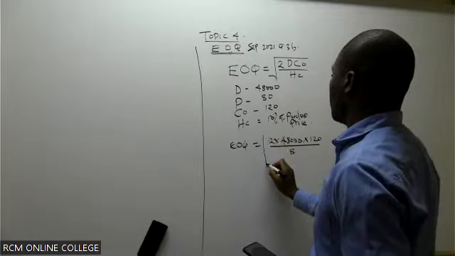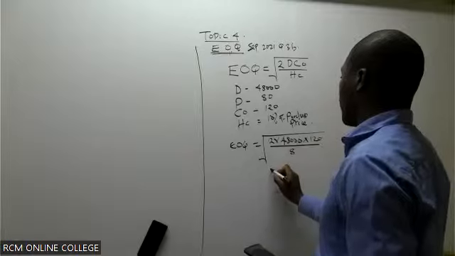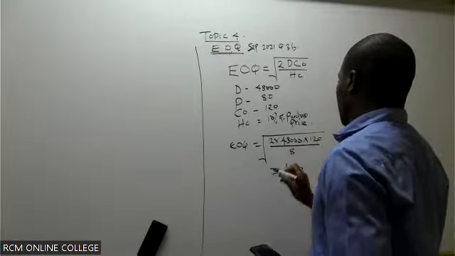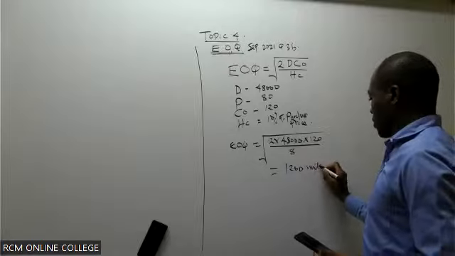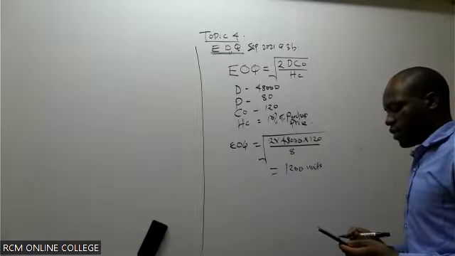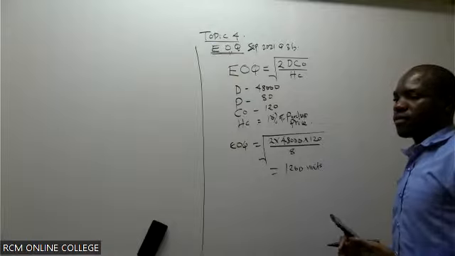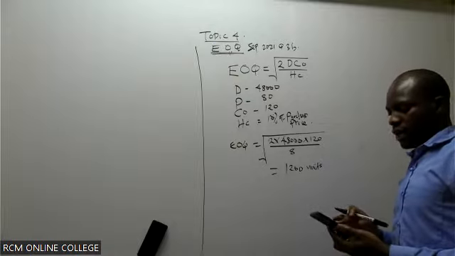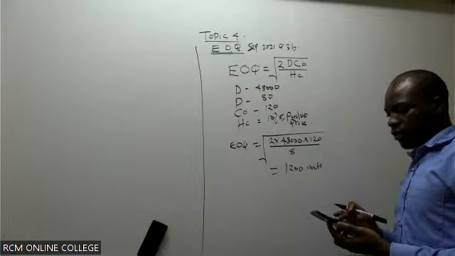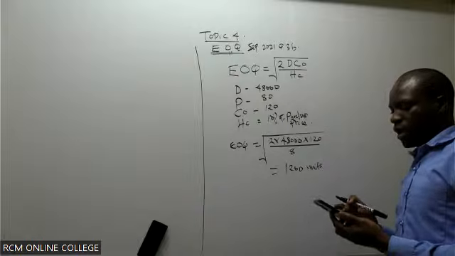If that is done, you give us the square root of the answer, and I'm able to see the majority are getting 1,200 units. Is that what we all have? Good. Having done that, we now go to Roman 2.